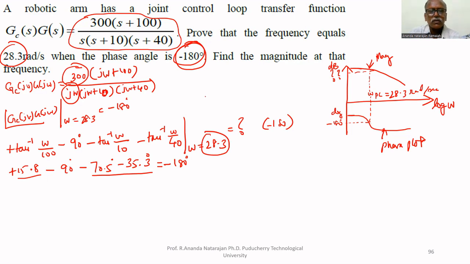First part is over. Prove that the frequency equals 28.3 when the phase angle is 180. So we are getting 180 degree. Hence it is proved. Now find the magnitude.